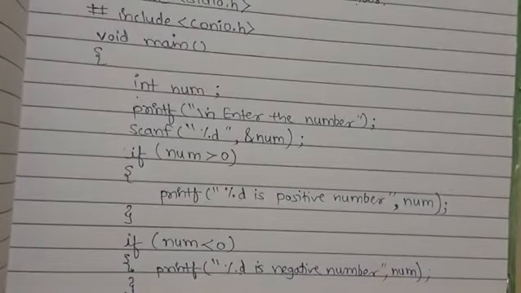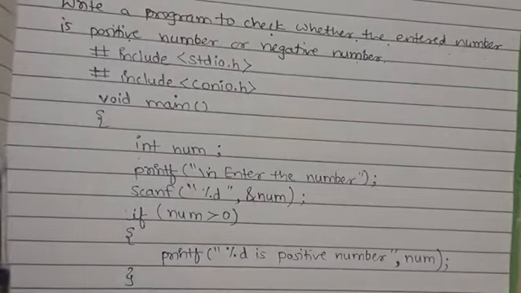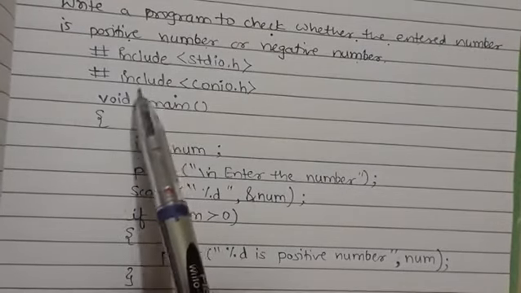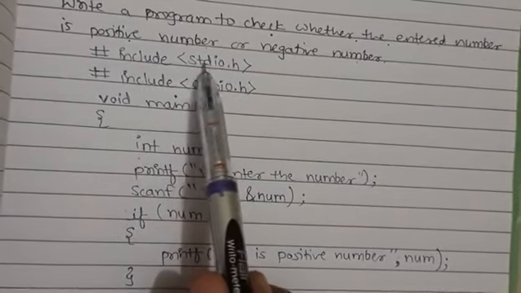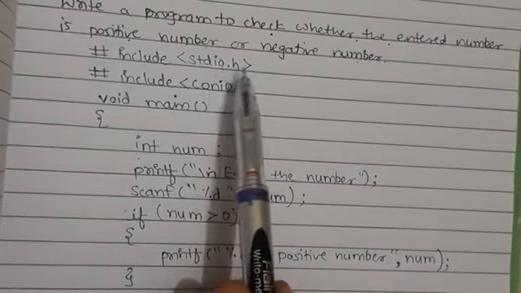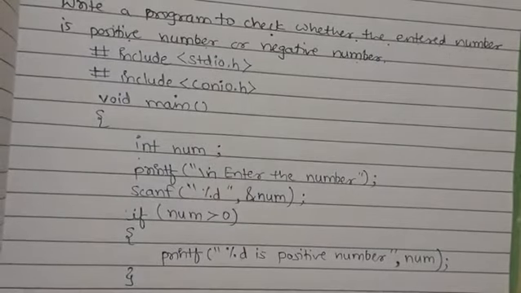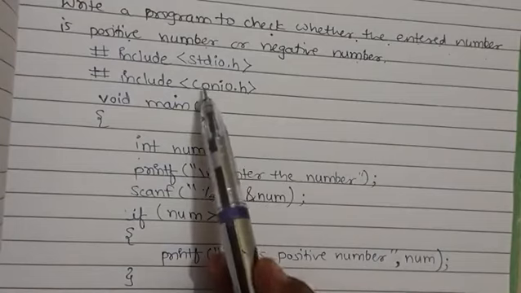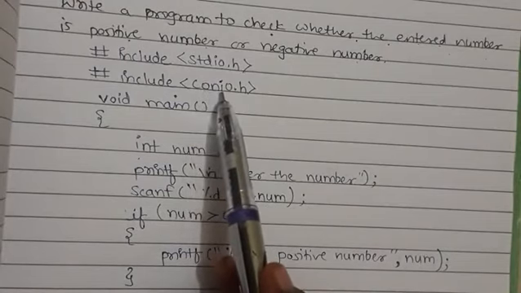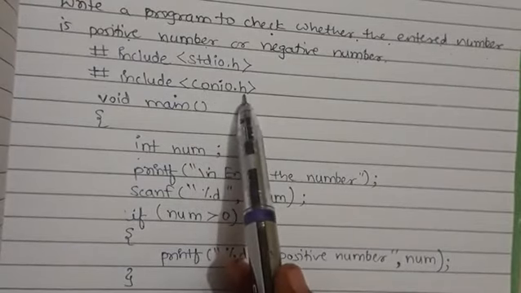Again I repeat that within this program we will write a program to check whether the entered number is a positive number or a negative number. Here we have to include two header files, that is stdio.h. This is standard input output header file. The second header file is conio.h, console input output header file.